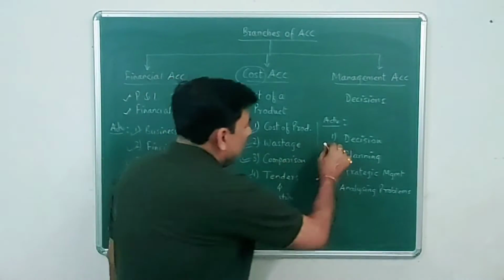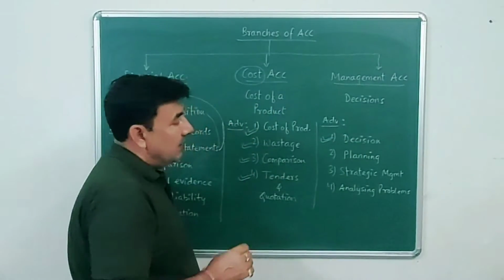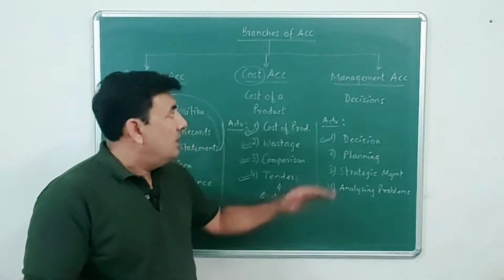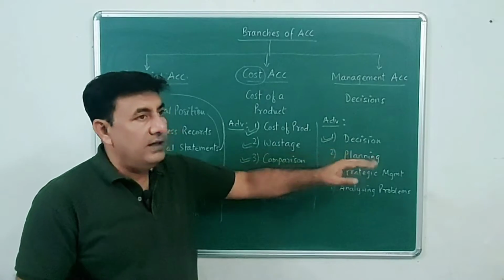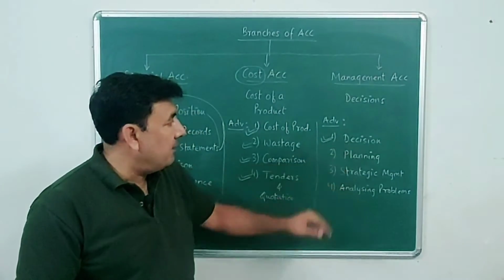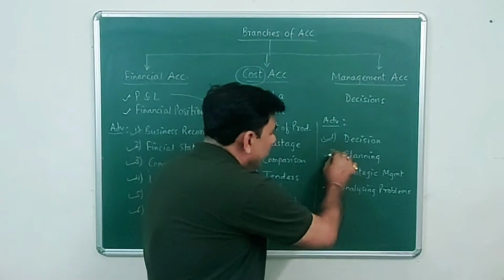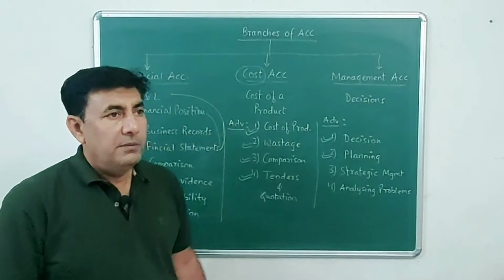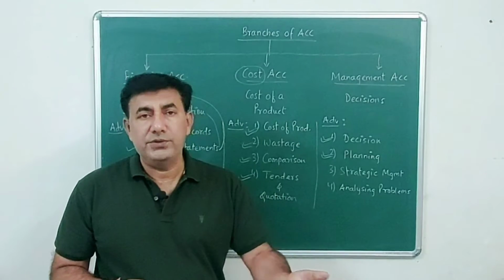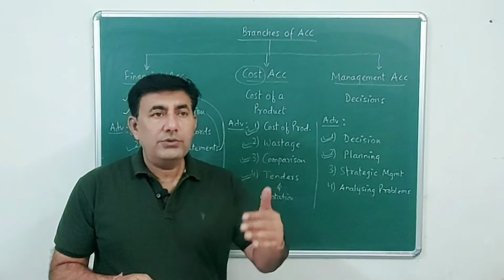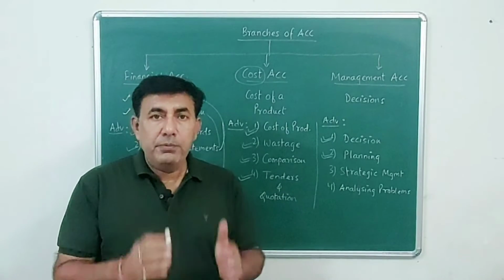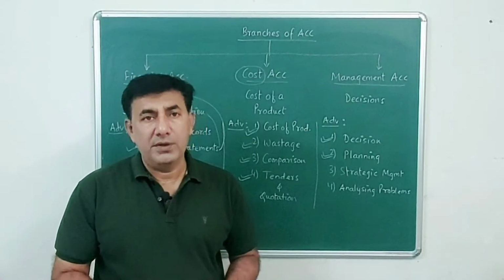The first and the most important advantage: it helps to take managerial decisions, because the main object of management accounting is to help the management to take decisions. Okay, so this is a very important part. Then comes planning. Planning is also a part of decision, because after taking the decision, the management does the planning for its future, for the next year. So how should the plan be? The blueprint is prepared according to the reports sent by the management accountant.